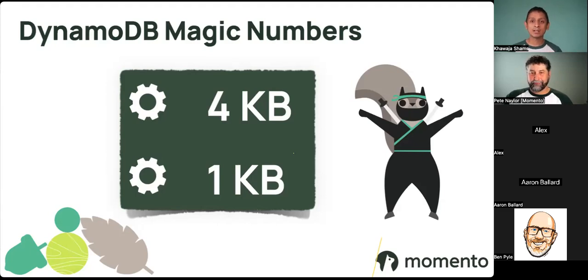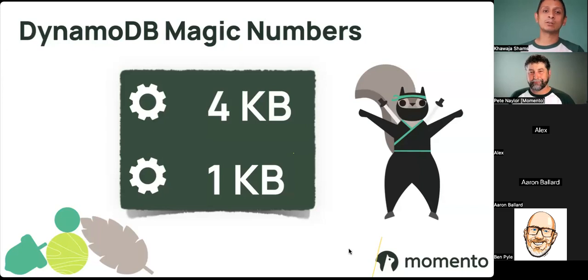So when you read an object from DynamoDB, whether it's 1 byte or 4 kilobytes, you pay the same. You pay 1 read capacity unit. And the same thing goes for writes. Whether you're writing a byte or an entire kilobyte, you pay the same thing. So your reads are rounded up to the closest 4 kilobyte boundary, and your writes are rounded up to the closest 1 kilobyte boundary.